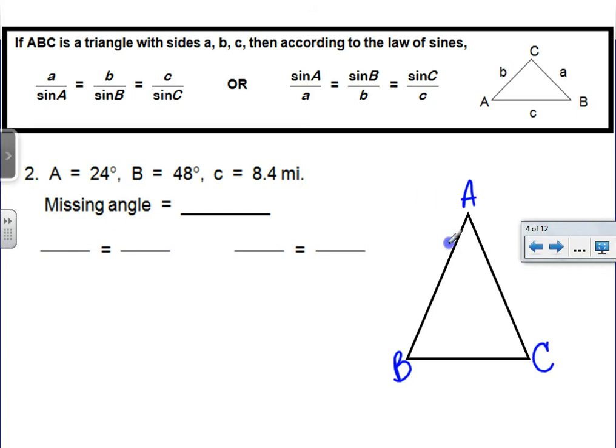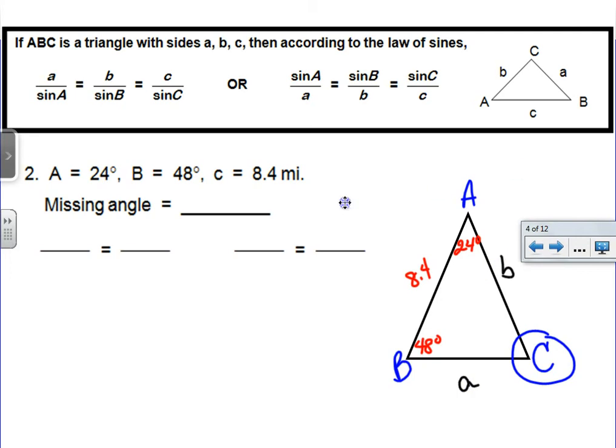So angle A is 24 degrees. Angle B is 48 degrees. And then little c across from angle C is 8.4. So we have 3 things that we still need to find. We need to find angle C. That won't be hard. Then we need to find our little a and our little b.